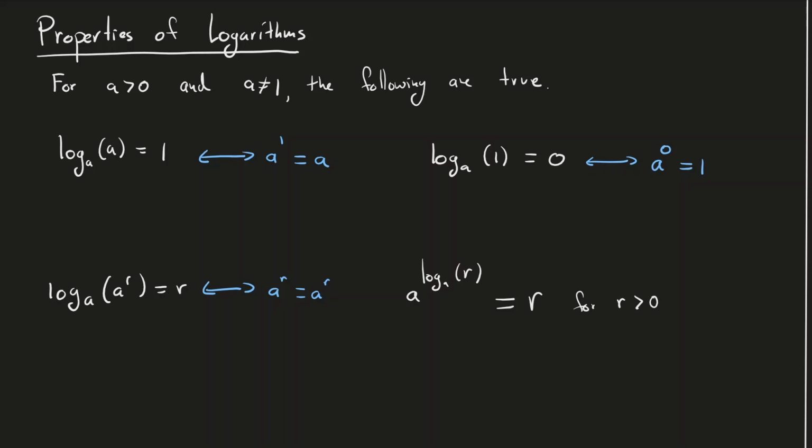Likewise, a to the log base a of r. Log base a of r is the exponent of a that gives us r. So in this case here, it's just r. Log base a of r is that exponent that gives us the value r, no matter what r is, as long as it is positive.